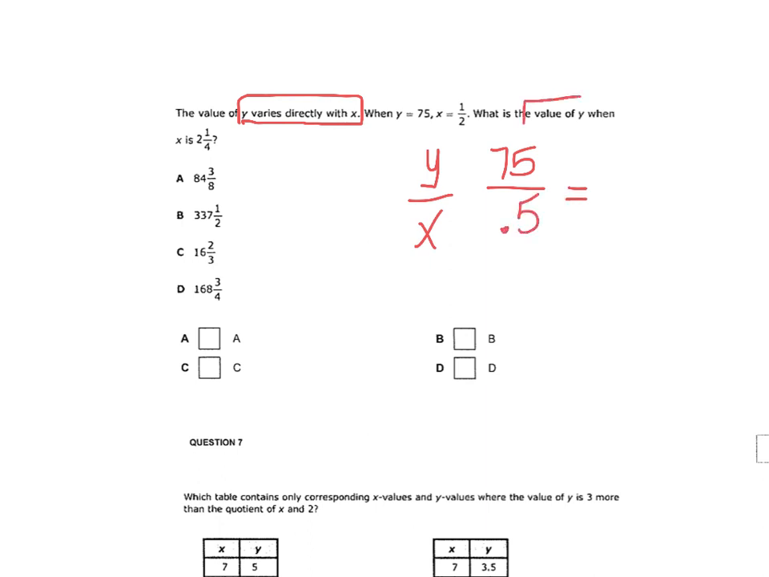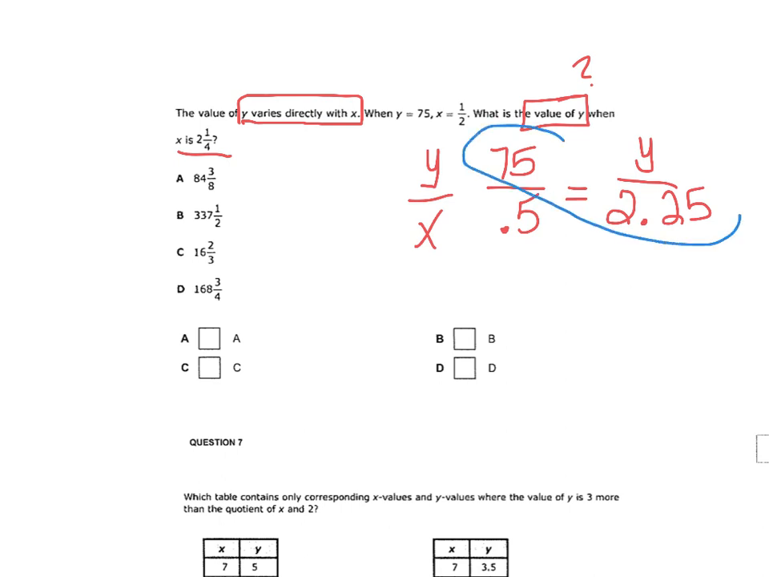What is the value of y when x is 2 1/4? So I don't know what y is when x is 2 1/4. I'm going to turn that into a decimal also. 1 divided by 4 is 0.25, so 2.25. And this is just a proportion. So we're going to multiply 75 times 2.25 and divide by 0.5.